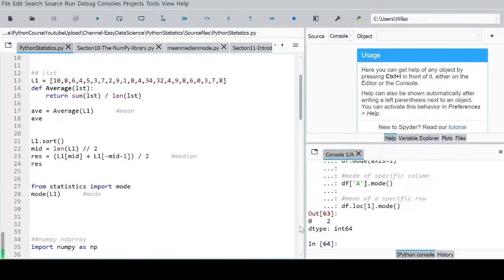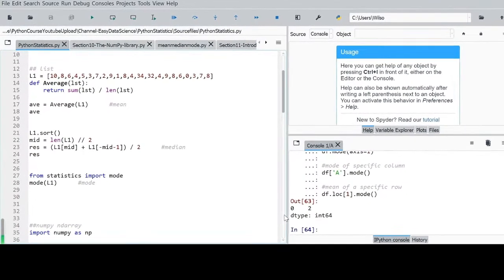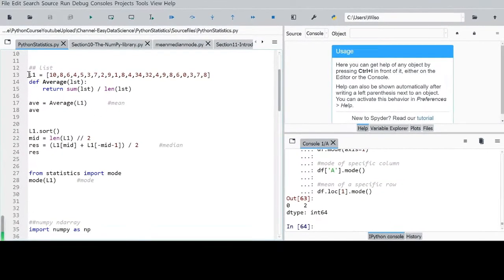the array and pandas series and data frame. So first, we look at list. So we create a list with about 20 elements.